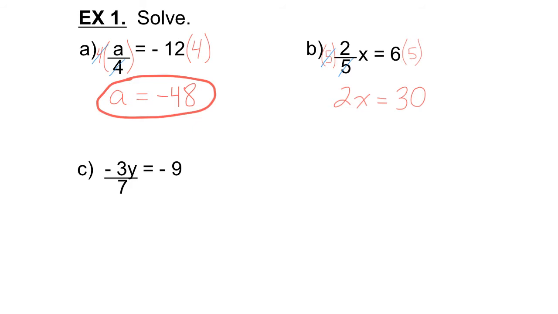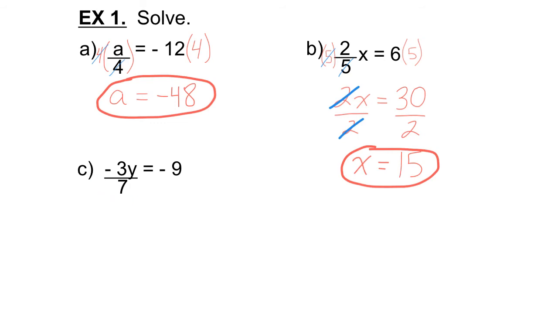So 2x equals 30. To get the x by itself, I have to divide both sides by 2. So I'm left with x on the left. 30 divided by 2 is 15 on the right. So x equals 15. Try this next one on your own. Pause the video and do it, then check back in with me.